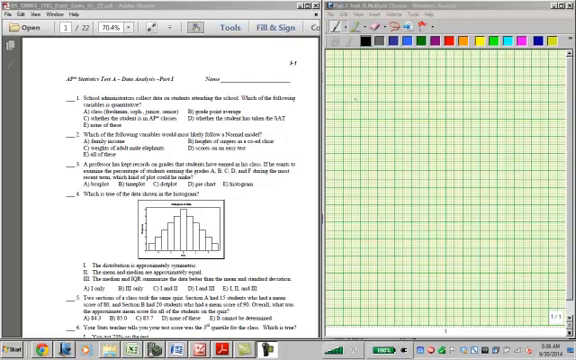Okay, I'm going to go through the multiple choice questions for test A. This is the practice test that I passed out in class yesterday, Monday, September 29th. Okay, question 1. Which of the variables would be quantitative?